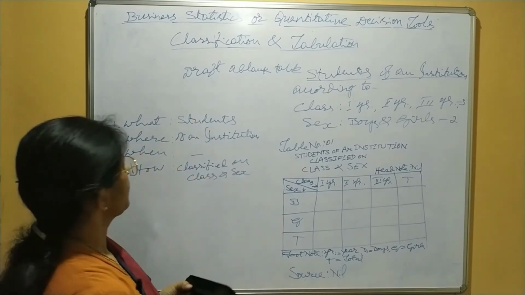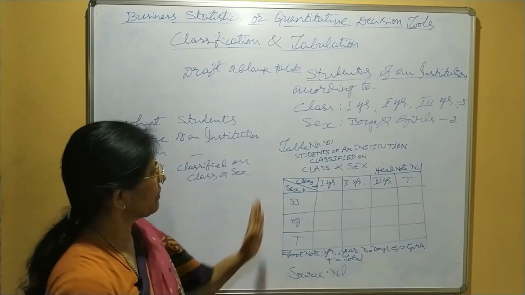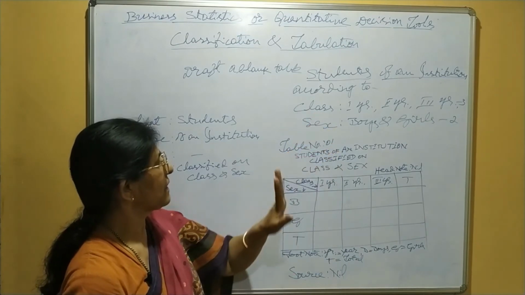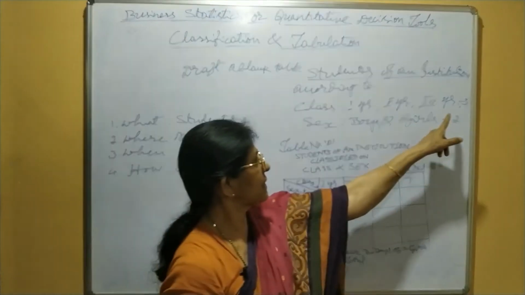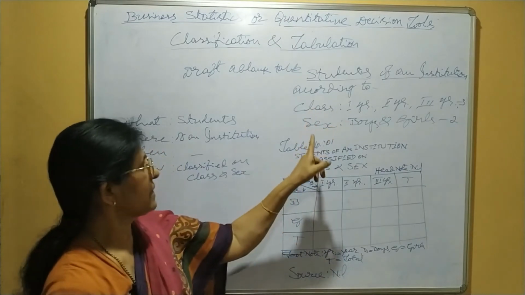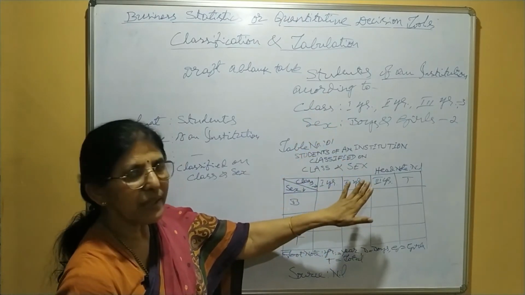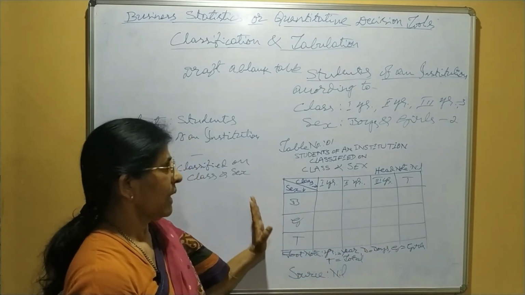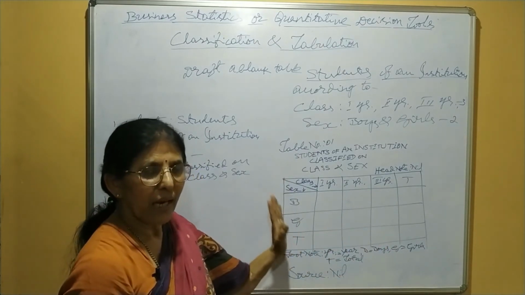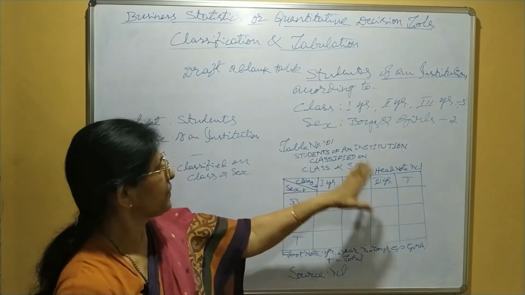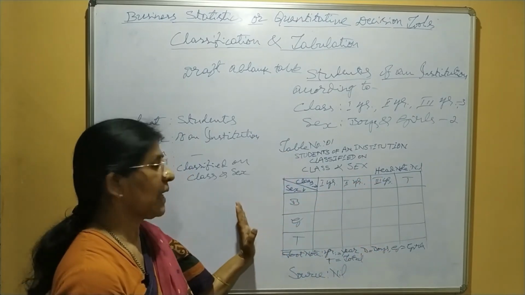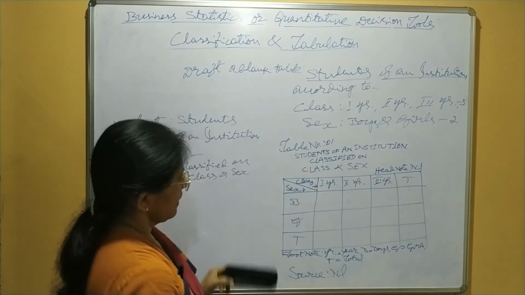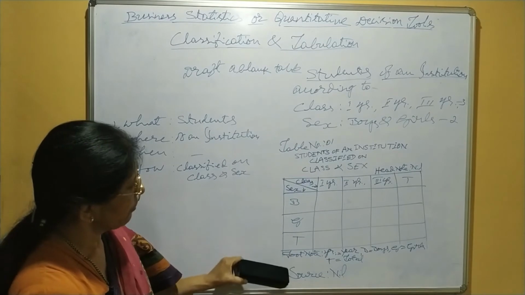Now, I think you have followed this. Only 2 characteristics are given, one is class and another one is sex. And 3 aspects are there in the first characteristic. We accommodate more aspects to columns and lesser aspects to rows. Any doubt? I think you have followed.